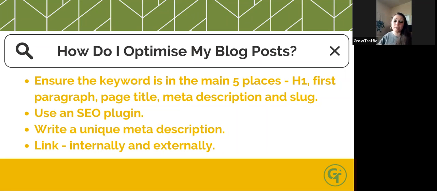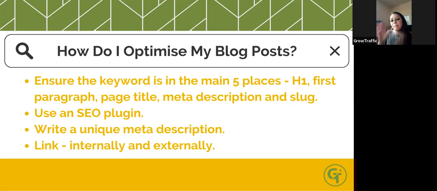Don't force it. Sometimes you're just writing a blog post about your business and there's no way of linking out to somebody else. But if you can, if you've mentioned a statistic or you've referenced somebody else's article or you're talking about COVID, COVID is a great one because you can link out to the NHS website or the government website. So if you can get an external backlink in there, brilliant. If you can't, don't force it. But just try and make sure.